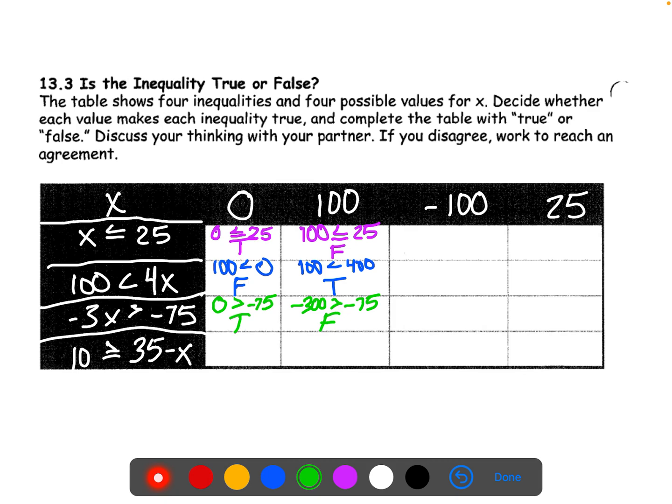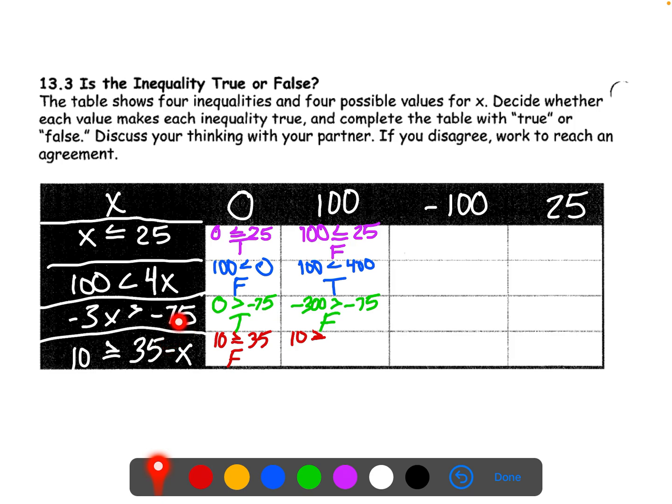And the same idea is going to carry for the last inequality here, but we have 10 is greater than or equal to 35 minus x. With x as 0, that's 35. That's going to be a false statement. 10 is not greater than 35. And if we look at it for 100, we would take 10 greater than or equal to, now we need to do a little calculating here, 35 minus 100. That's going to get us into a negative value.